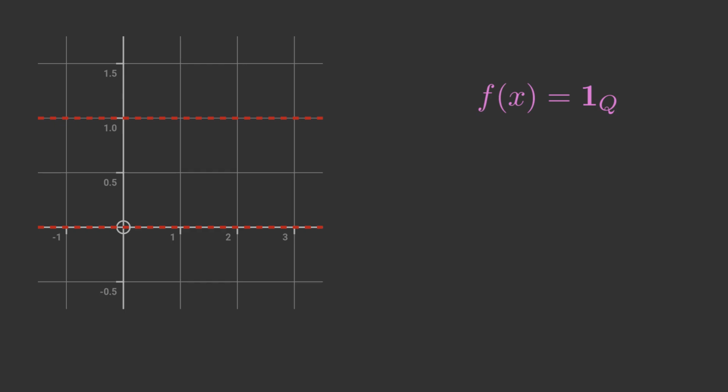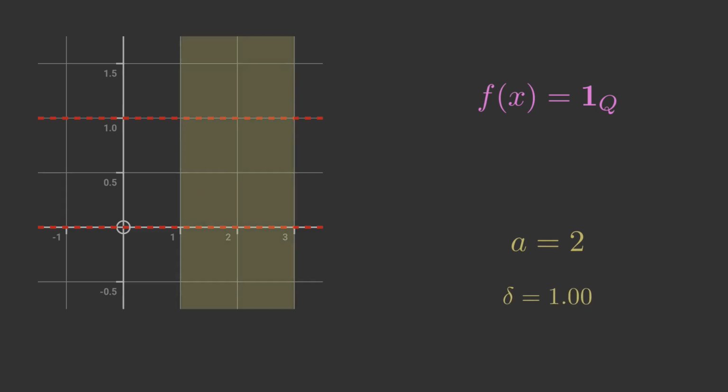Let's pick some number a, for example we will choose 2, and then some value delta, for example 1. The interval between a minus delta and a plus delta is shown here. There will be both rational and irrational numbers in this interval, so the function will take values of 0 and 1 at different points between a and b.